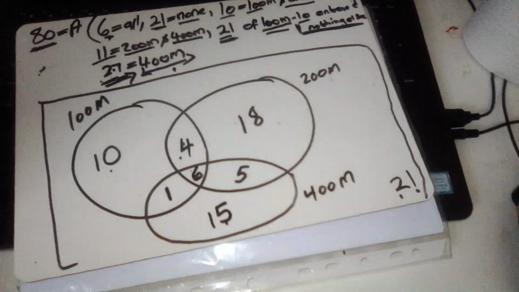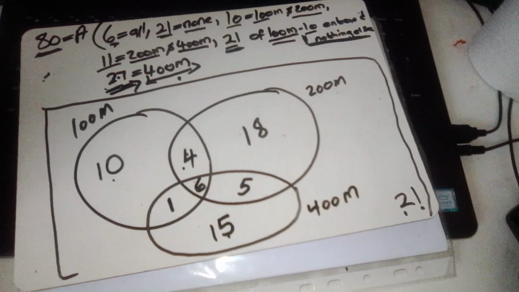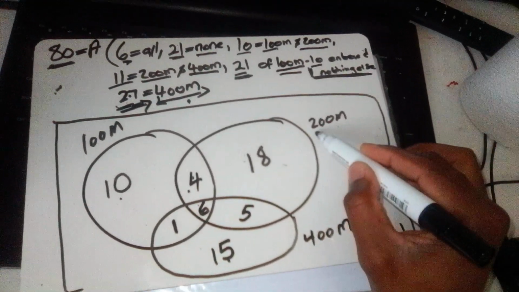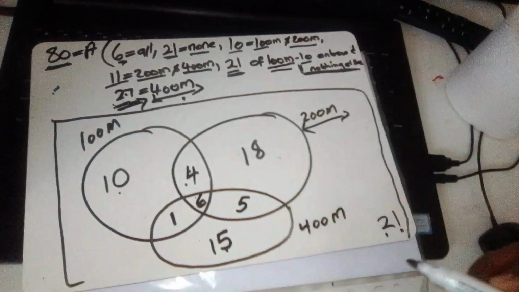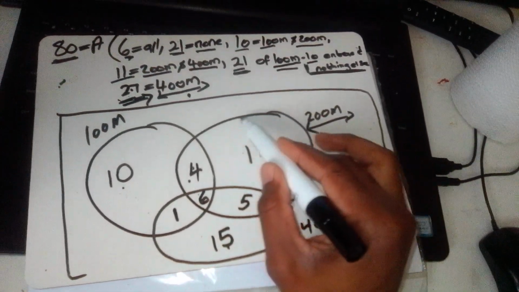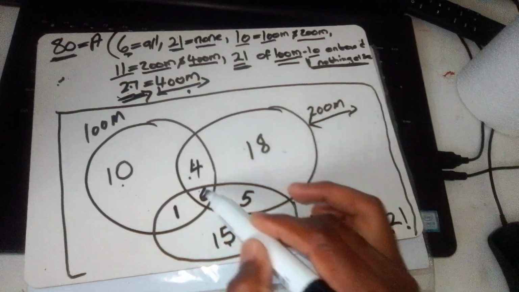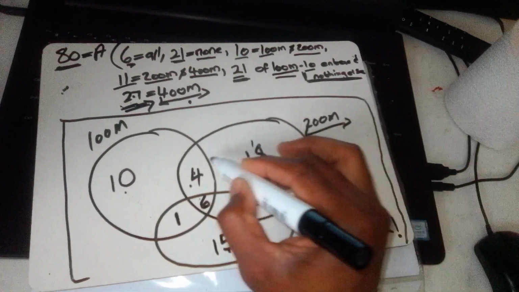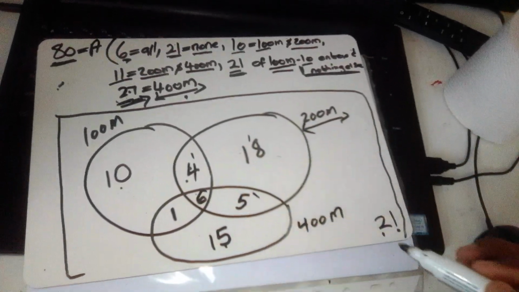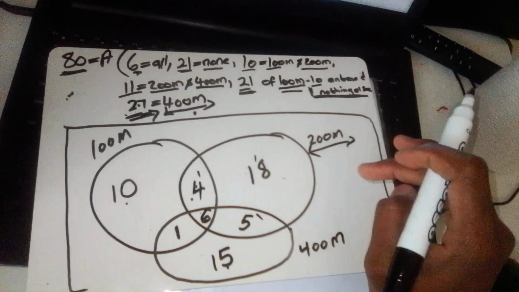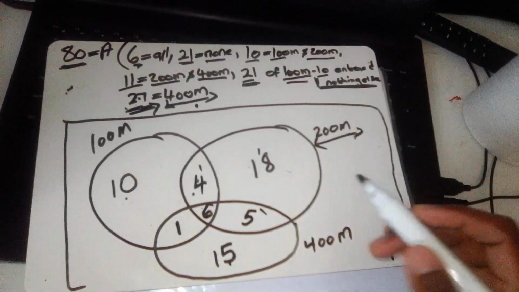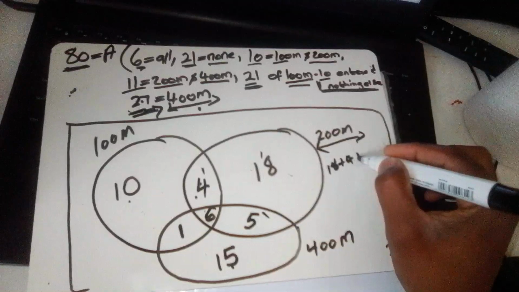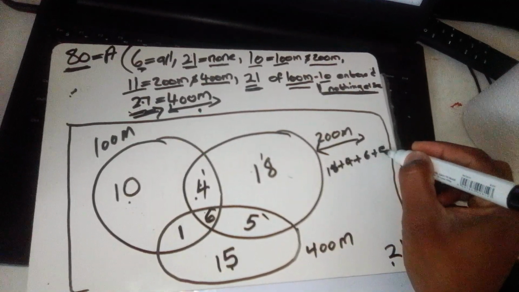And then B says how many athletes entered the 200 event. These are the athletes who entered the 200 event. So we have to add this, this, this, and this. It will give us the total, right? Okay, let's quickly do that. It's 18 plus 4 plus 6 plus 5.